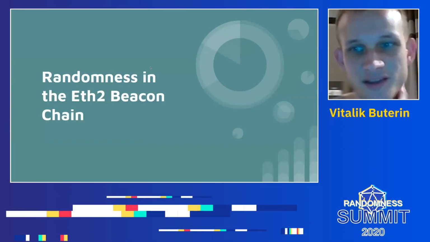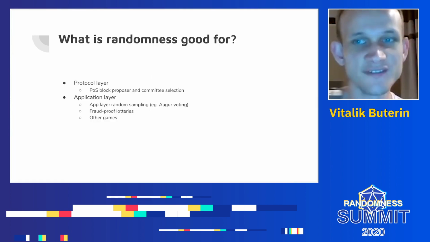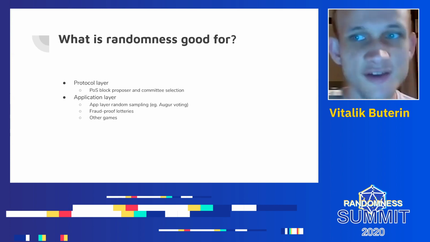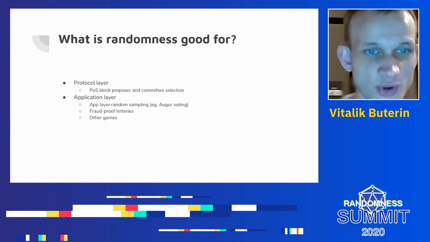Randomness in the ETH2 beacon chain. Right. So I guess to start off, I'll talk a bit about what randomness is good for in the context of blockchains in general. And there's probably two major categories of use case here. So there's a protocol layer.